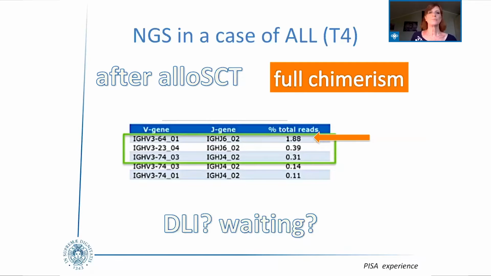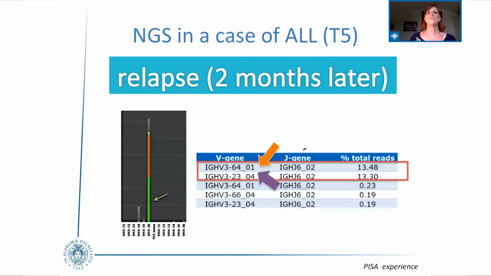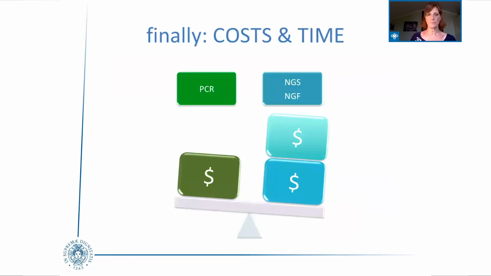But it was not good, because after 2 months, the patient relapsed with 15% of blasts. And you can see here both the clones, the violet and the orange clone. If we use only ASO-PCR, we can lose one of the 2 clones. In this case, the unsupervised vision realized by NGS was really more productive.